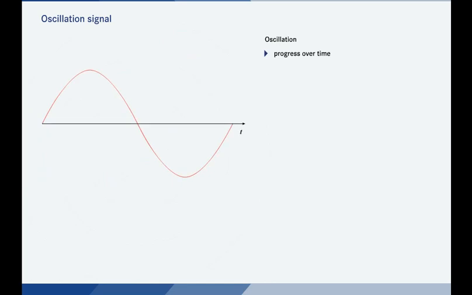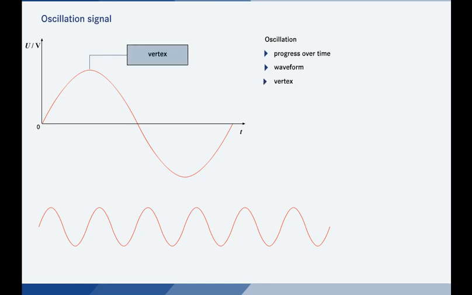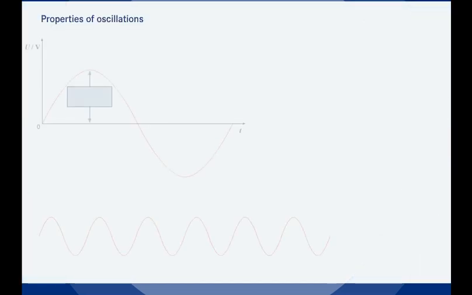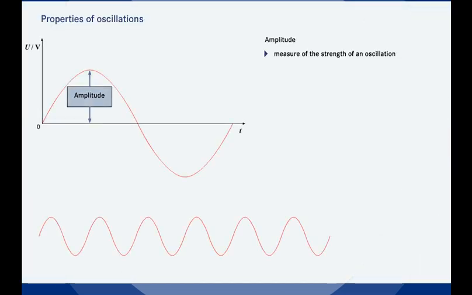A signal, for instance an acoustic signal, manifests itself as an oscillation. Each oscillation can be represented in terms of its course over time. An oscillation becomes a wave if it is repeated. It reaches its maximum deflection at the vertex. The distance from the neutral line to the vertex is known as the amplitude. In an electric oscillation, like this one, the amplitude is expressed as voltage. The amplitude is a measure of the strength or intensity of an oscillation.